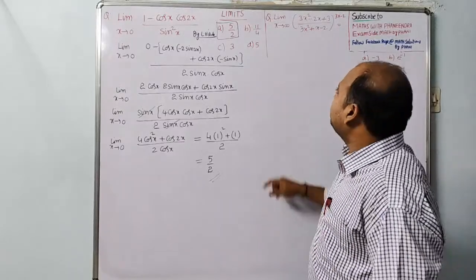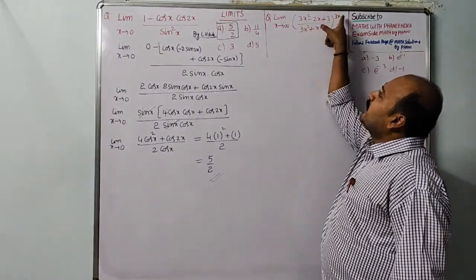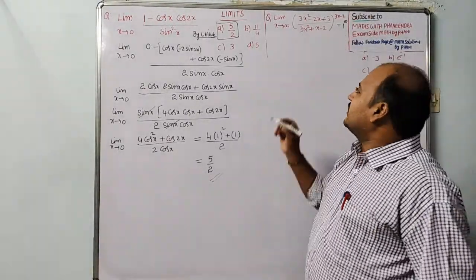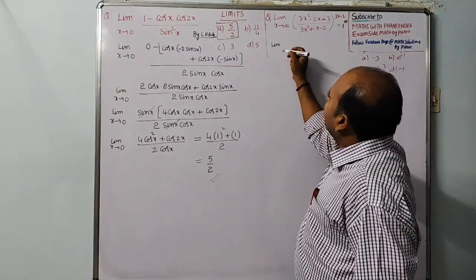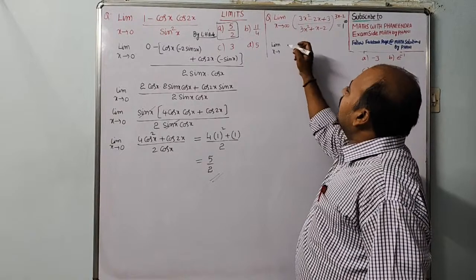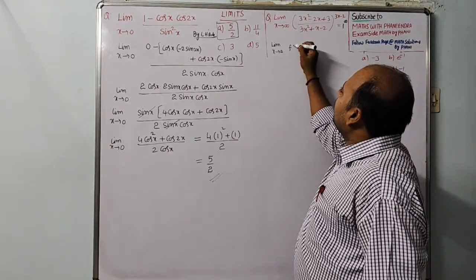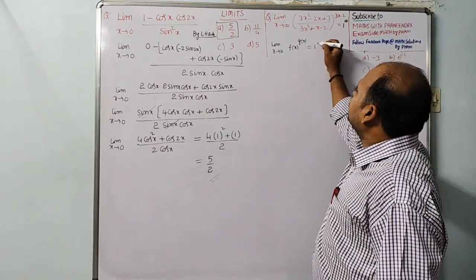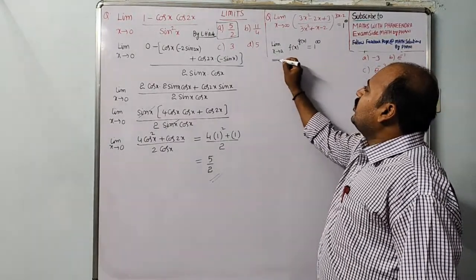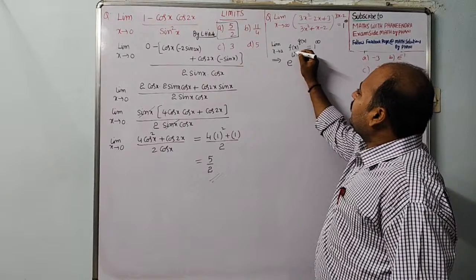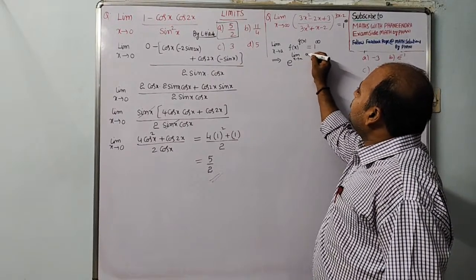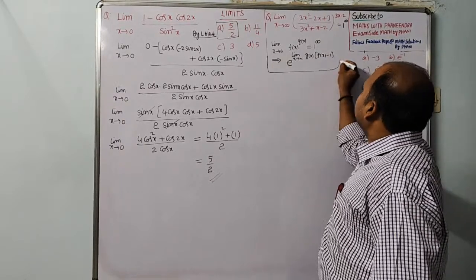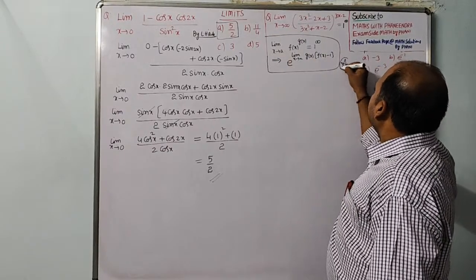I hope you understand. 1 power infinity, substitute x is equal to infinity. Whenever the given limit reaches 1 power infinity, we have a method. The formula also I'm writing. When x tends to anything, not only infinity, when x tends to a, f of x whole power g of x reaches 1 power infinity, we can bring it into e power limit x tends to a, g of x into (f of x minus 1). We have to apply this procedure, dear students. This is a very important procedure.